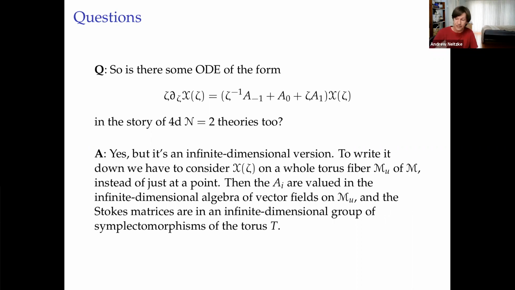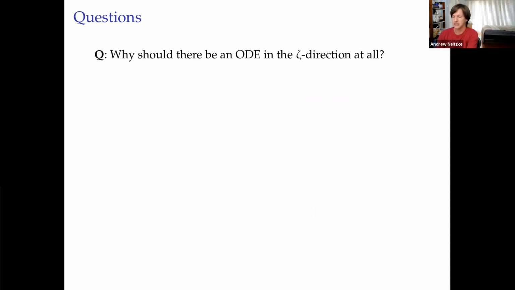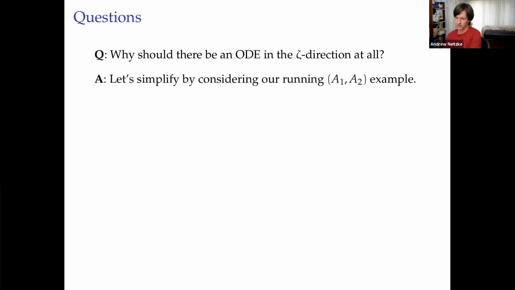And the Stokes matrices are likewise living in an infinite dimensional group. It's the group of symplectomorphisms of the torus, where we wrote down these explicit transformations last time. Okay. Now, I say there's an equation. So why is there an equation in the zeta direction? To explain that, let me simplify a little bit by considering this running example that I was looking at throughout, the example that I called the A1, A2 example.